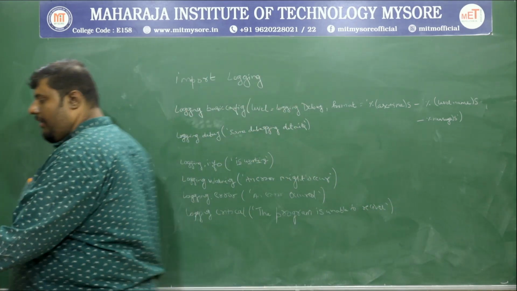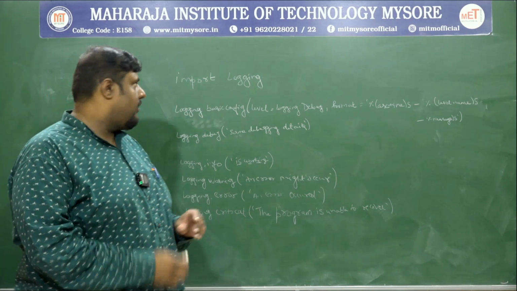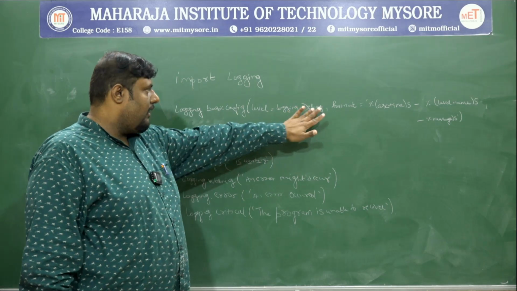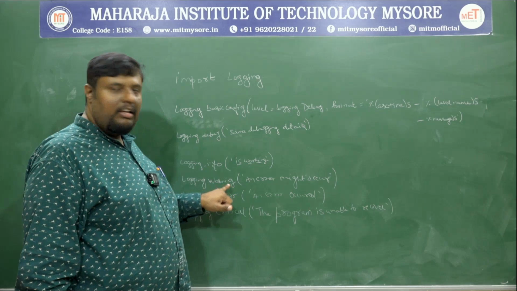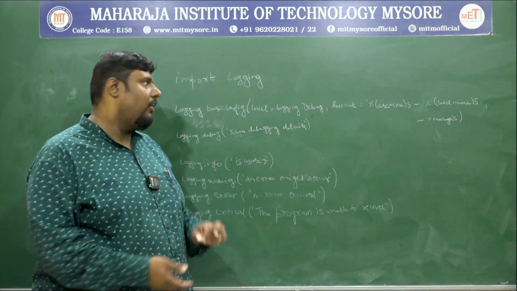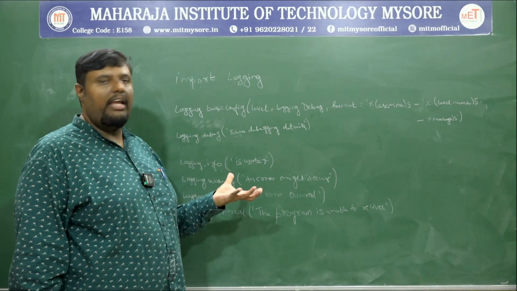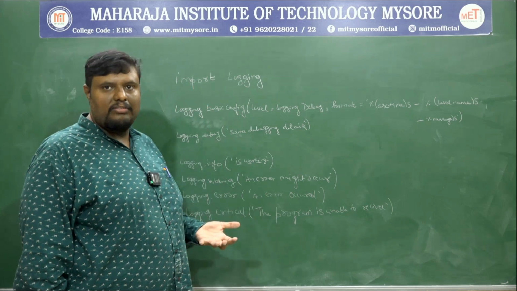Okay, in logging, there are different levels. There are different levels of logging: debug, info, warning, error, critical. Basically different types of logging, okay? How do we use logging? First, you will import the module logging, so it gives you all the functions.